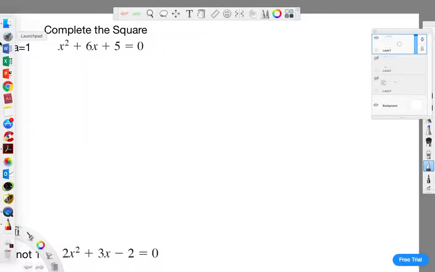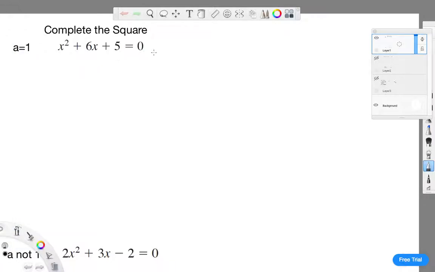Quadratic equations are trinomials in the general form ax squared plus bx plus c. When we're asked to solve them for x values, we can do it a couple of different ways.